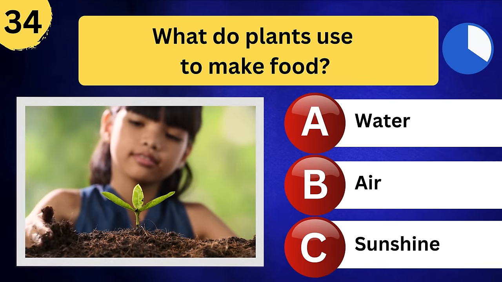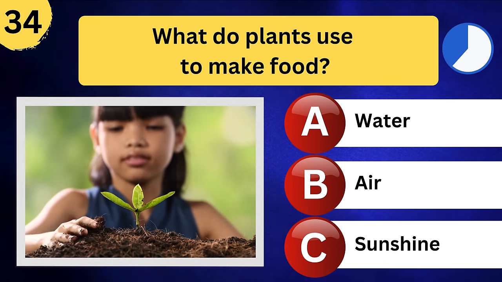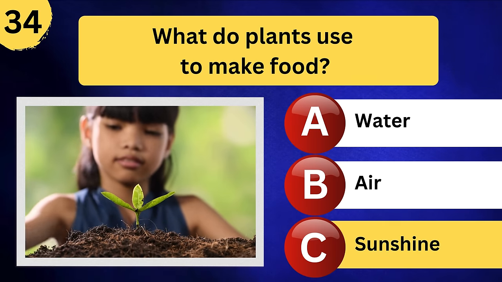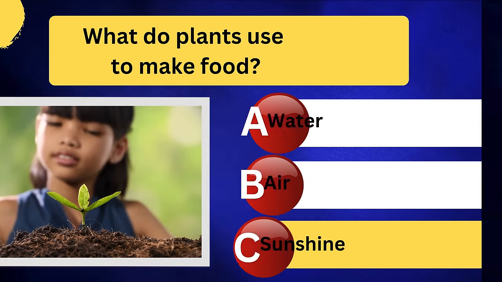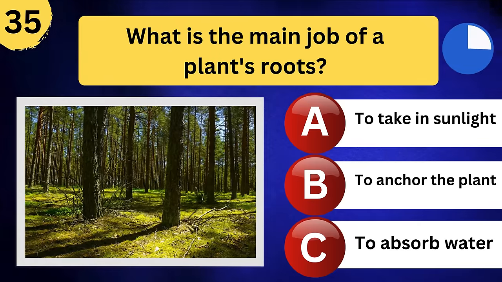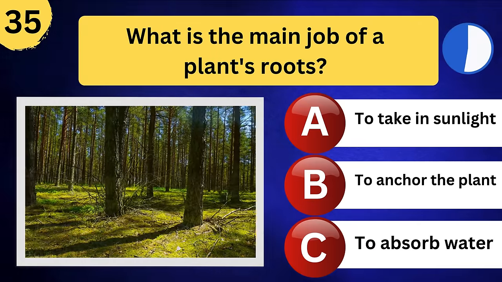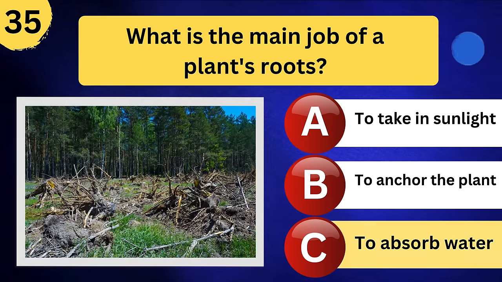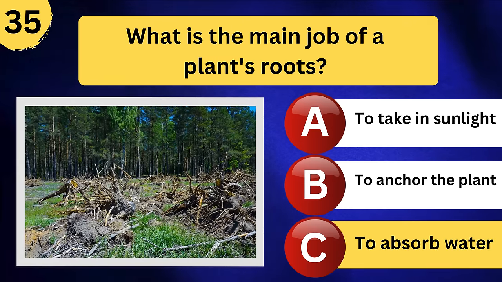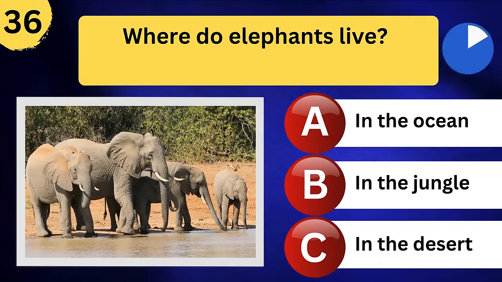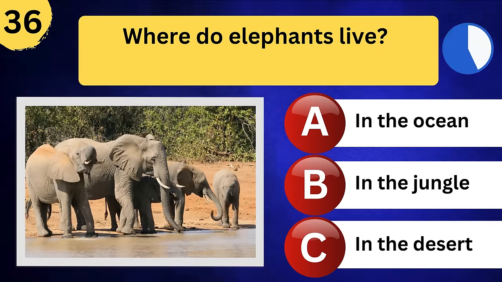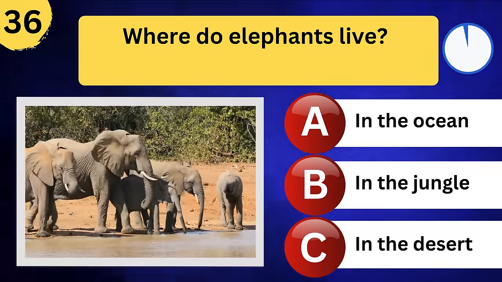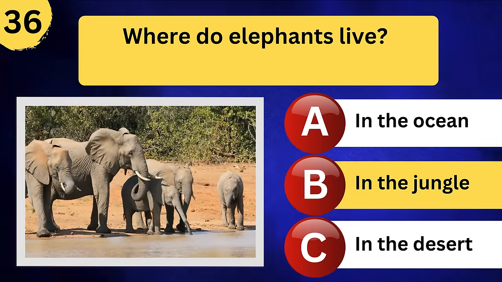What do plants use to make food? Sunshine. What is the main job of a plant's roots? To absorb water. Where do elephants live? In the jungle.